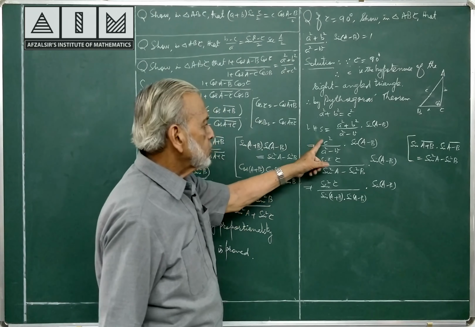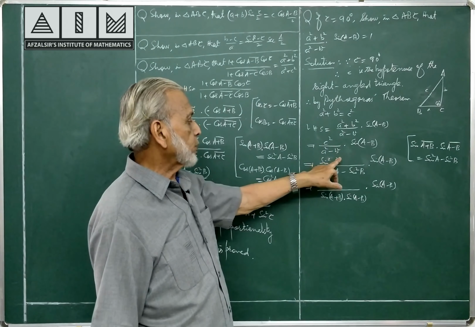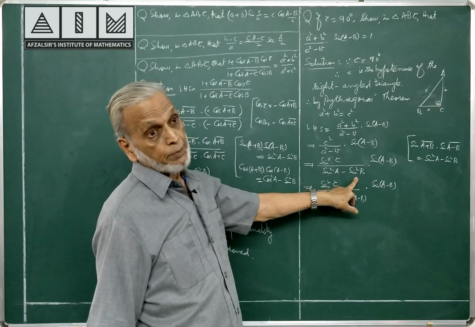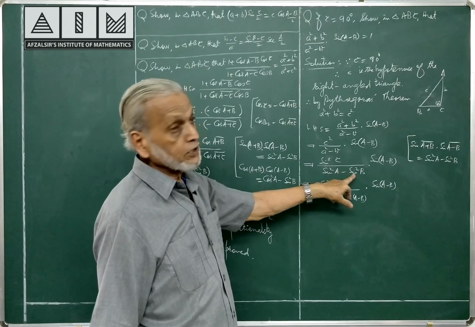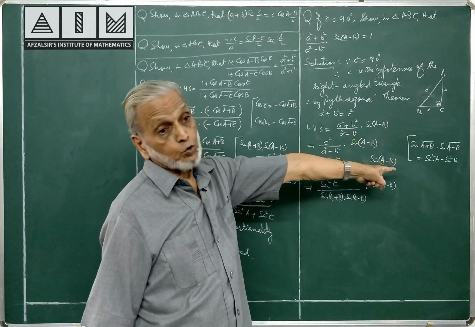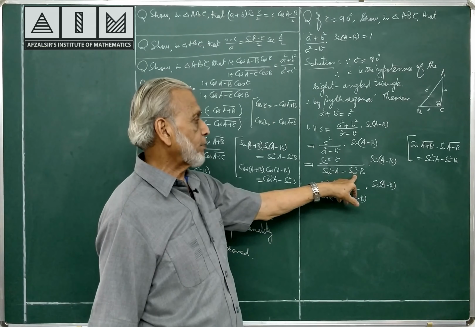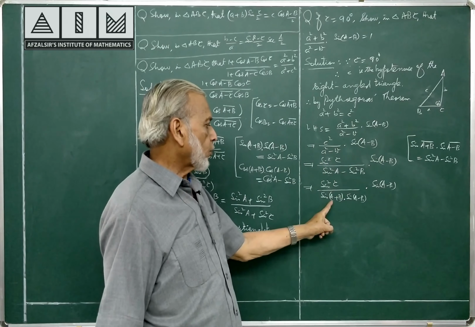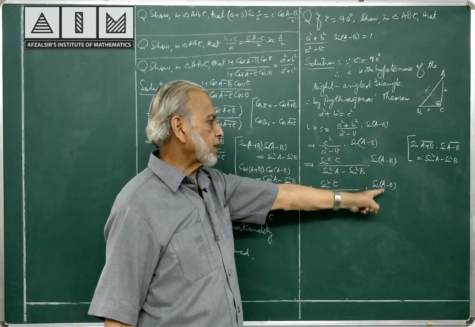Understand? C square by A square minus B square, by proportionality property, sin square C by sin square A minus sin square B, and then sin square C as it is. There is a formula, sin A plus B into sin A minus B is equal to sin square A minus sin square B. So, sin square A minus sin square B is substituted for sin A plus B into sin A minus B. This is a part of our question.